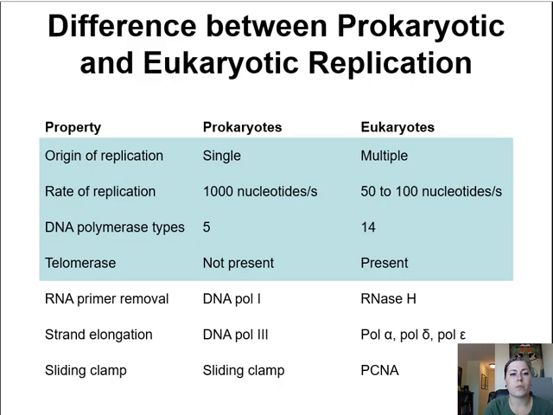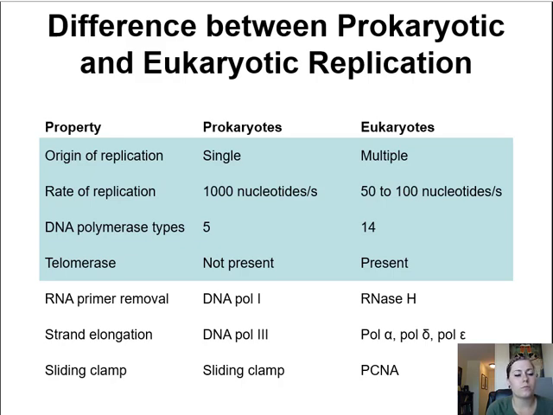Now, another big difference between the two is the rate of replication. So prokaryotes replicate DNA at an extremely fast rate. They replicate 1,000 nucleotides per second, compared with eukaryotes, which can replicate about 50 to 100 nucleotides per second. Another difference is the types of DNA polymerase used. So prokaryotes have a total of 5 DNA polymerase types, whereas eukaryotes have 14 main ones with additional ones as well.